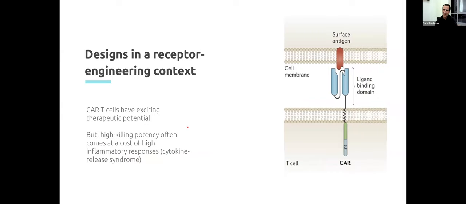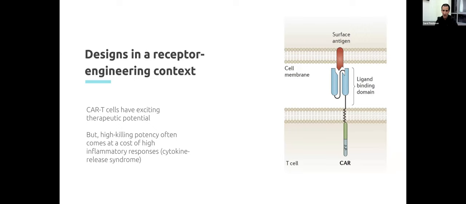CAR-T or chimeric antigen receptor therapy is based on the following idea. Let's say you harvest T cells from the blood of cancer patients, and then you genetically engineer their cells to express a synthetic T cell-like receptor, which is called the CAR T. In this synthetic receptor, the antigen binding domain, the ligand binding domain shown here, is engineered such that it would interact with a surface antigen, let's say in a cancer cell. And now when you inject these cells back into the patient, these T cells find the diseased tissue and kill the target cancer cell. So this is fantastic.